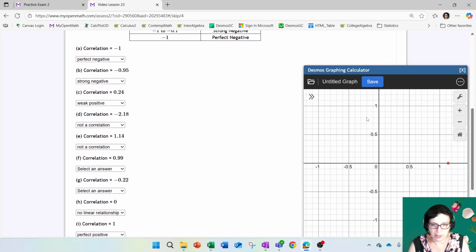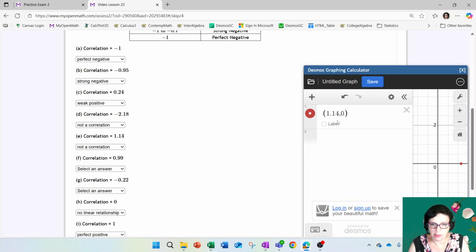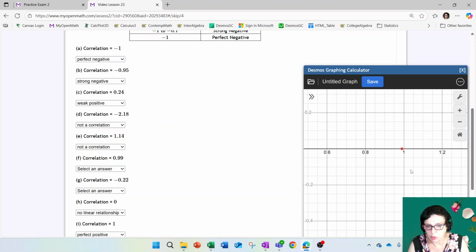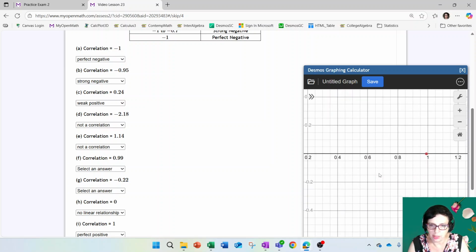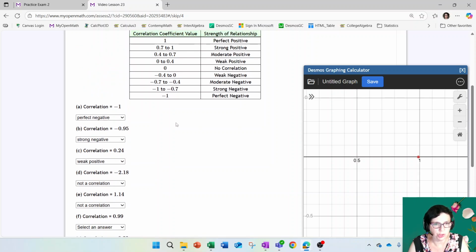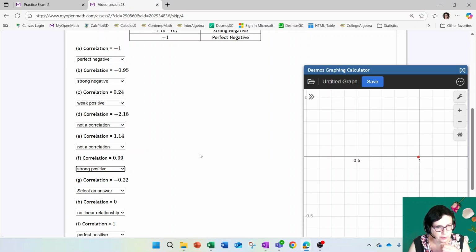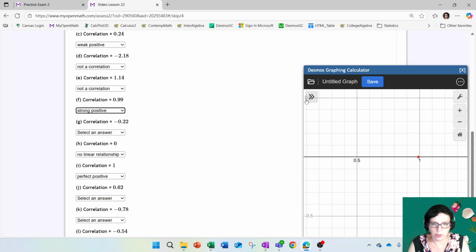Okay, now 0.99. Hopefully everybody understands that that's very close to 1, but it's not hitting 1. So it is a very strong positive, right? You can see on the graph that it almost looks like it's exactly 1, but it's a little bit below. So this is very strong positive. Where is that strong positive? Right there.